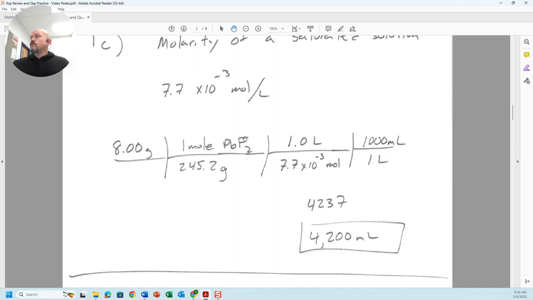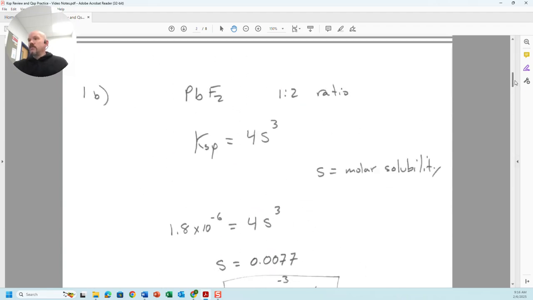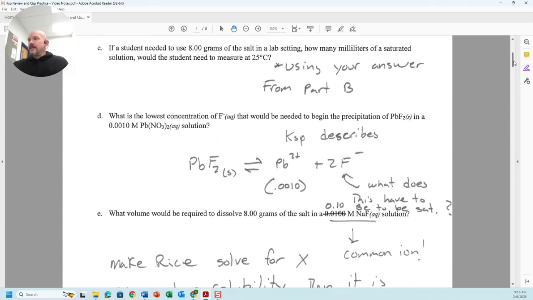Okay. All right. So back up to part D. This one's kind of weird. It says, what is the lowest concentration of fluoride that would be needed to begin the precipitation of lead fluoride? Understand, the Ksp we have describes the equilibrium of this reaction, right? So imagine what we have in the container.